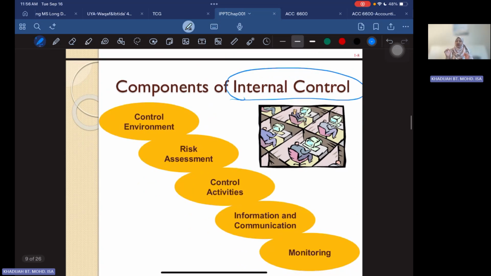So what kind of control do we have? For example, control of the environment. What is required for you to enable the company to control its environment? And then we also have the risk assessment. You have to identify what are the risks of a company, in this case a financial risk, and how you control the activities, and how you have the information and communication, as well as the monitoring system. So all this internal control ensures that the system is in place.